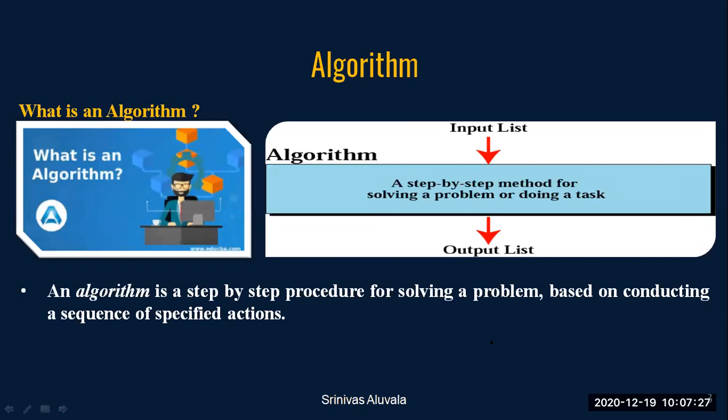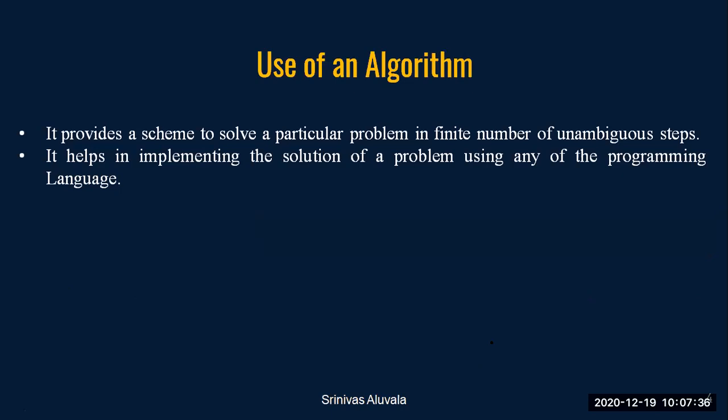An algorithm is a procedure or a method for solving a problem. It provides a scheme or a solution to a particular problem in a finite number of unambiguous steps. An algorithm helps us implement the solution of a problem using any of the programming languages.